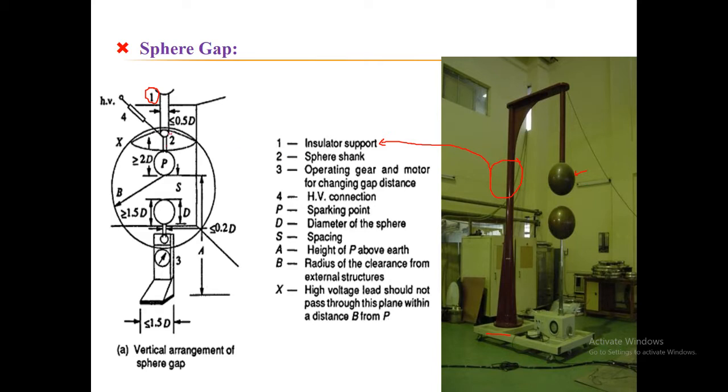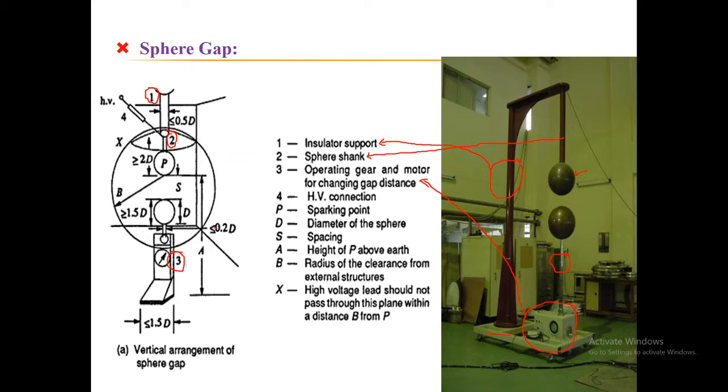Second is the sphere shank. It may be an insulating support or a rod, as you can see over here. These two are the shanks which support the two spheres. Number 3 is the operating gear and motor for changing the gap distance. This is number 3, which is used to change the length of the gap between the two spheres.